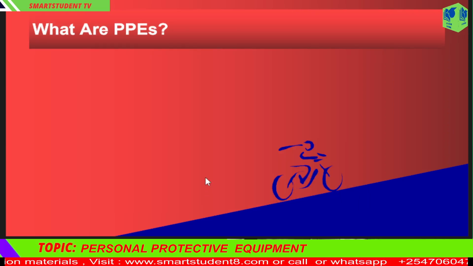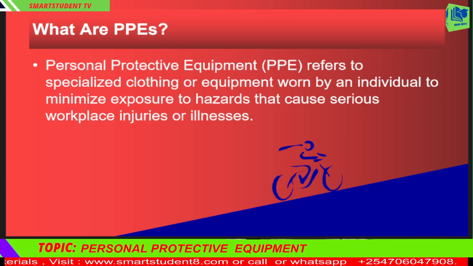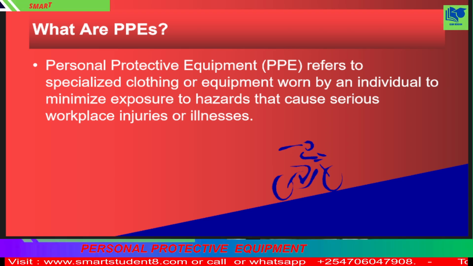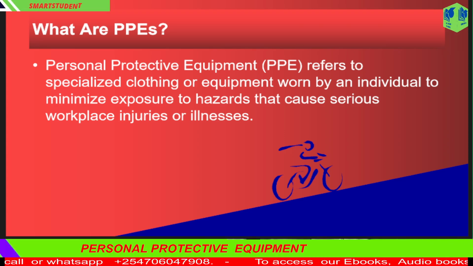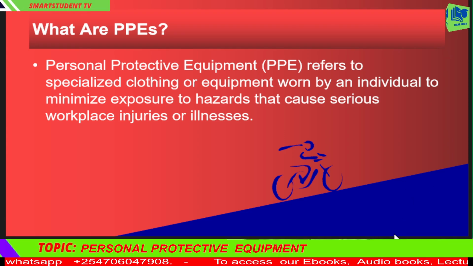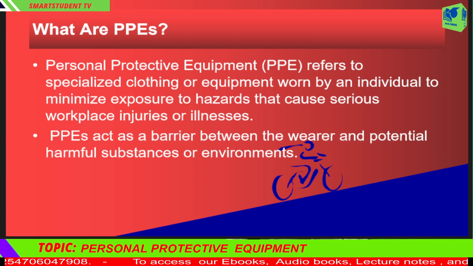Personal protective equipment, PPE, refers to specialized clothing or equipment worn by an individual to minimize exposure to hazards that cause serious workplace injuries or illnesses. These hazards may stem from contact with chemical, biological, physical, electrical, mechanical, or radiological dangers. PPEs act as a barrier between the wearer and potential harmful substances or environments.